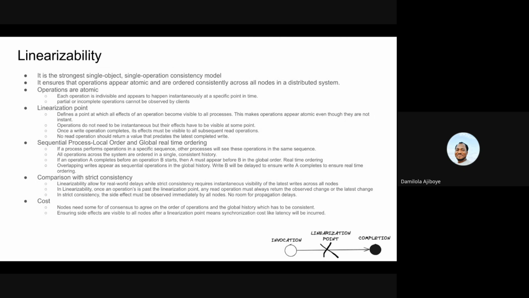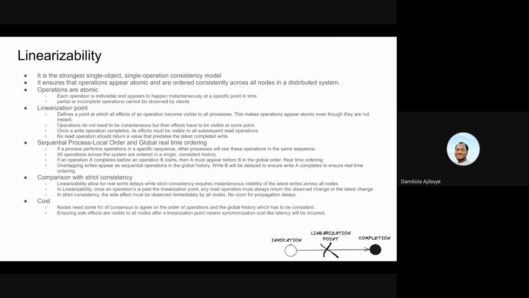It ensures that operations appear atomic and are ordered consistently across nodes in a distributed system. When it says it appears atomic, it means that if an operation is atomic, it's either done or not done, right? There's nothing like partial completion. It's indivisible, and that's what we are trying to achieve in linearizability. Operations should appear atomic, or appear as if they happen instantly at a particular point in time.